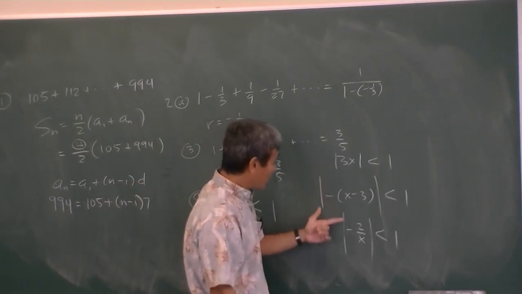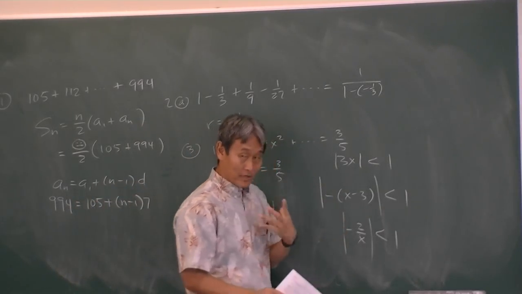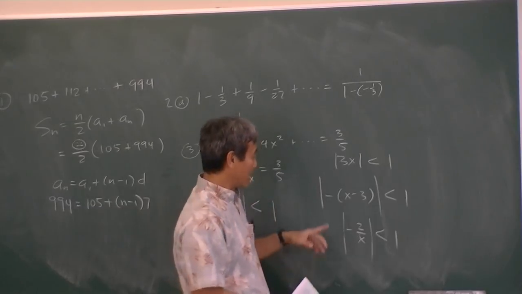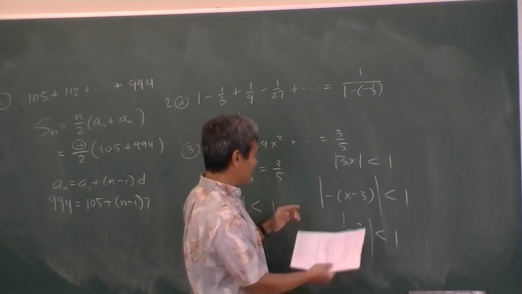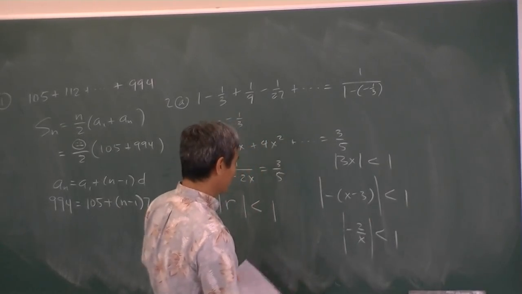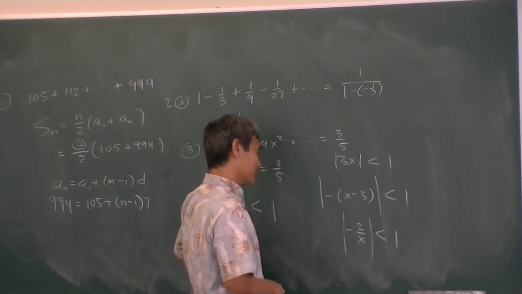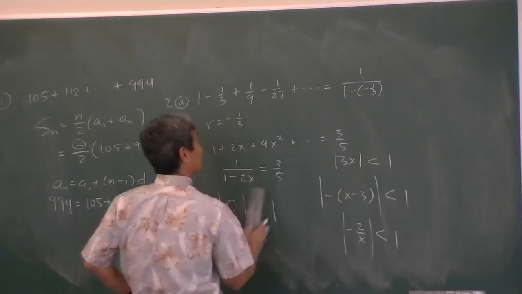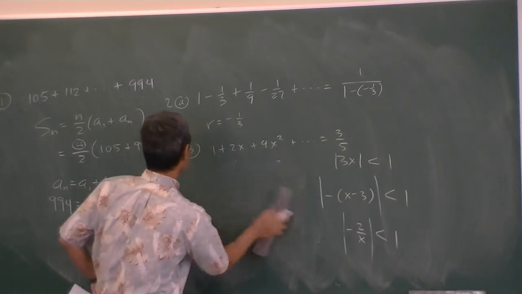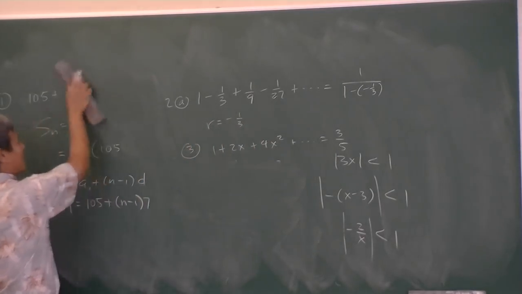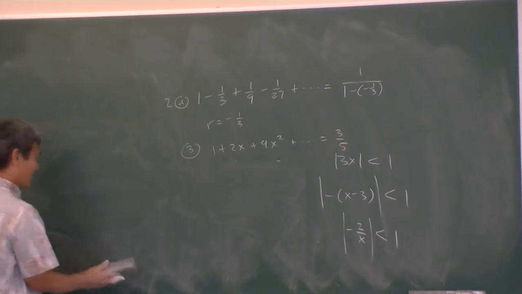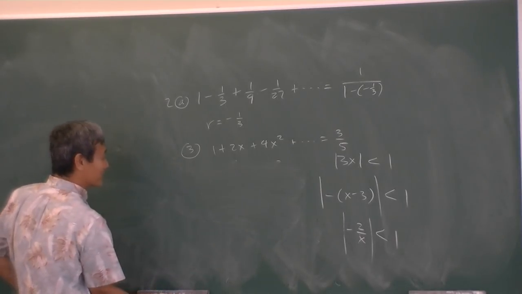Anyway, you solve this inequality, and that will give you the interval of convergence. This one is super easy. I'll do the medium one, and I'll leave the hard one to you. Okay, how do you solve this inequality right here? What do I do? Square both sides, come on. You only do that if you have to. I don't think you need to.